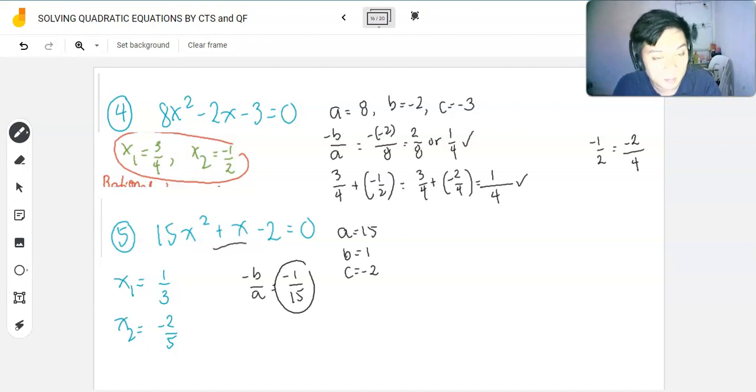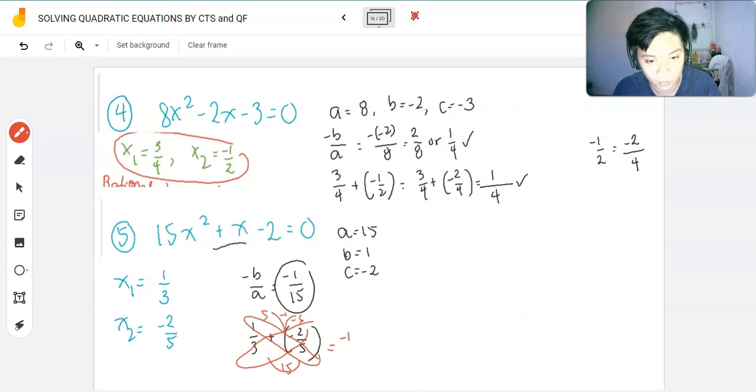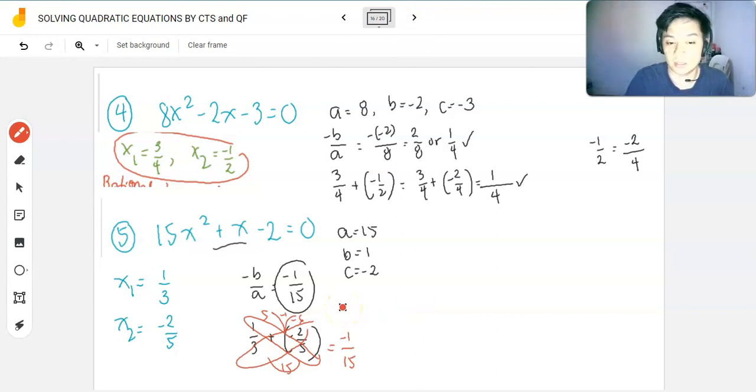So, let's make use of the roots themselves. Ano ang 1/3 plus negative 2/5? So, again, we can make use of butterfly technique to get the sum. So, we have 1 times 5 is 5. 3 times negative 2 is negative 6. 5 plus negative 6 is negative 1. And then 3 times 5 is 15. So, ang sagot dito ay negative 1 over 15, which is just the same result na nakuha natin kanina when we use negative of b over a as a shortcut.